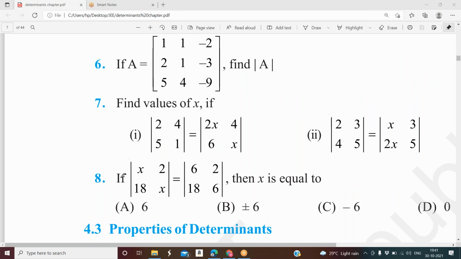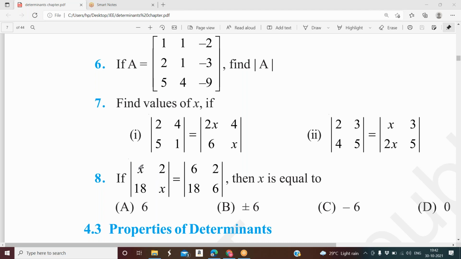Let me do this problem, next column. If the determinant x, 2, 18, x equals the determinant 6, 2, 18, 6, then what is the value of x? For what value of x is the left hand side determinant equal to the right hand side determinant? That is the question here.